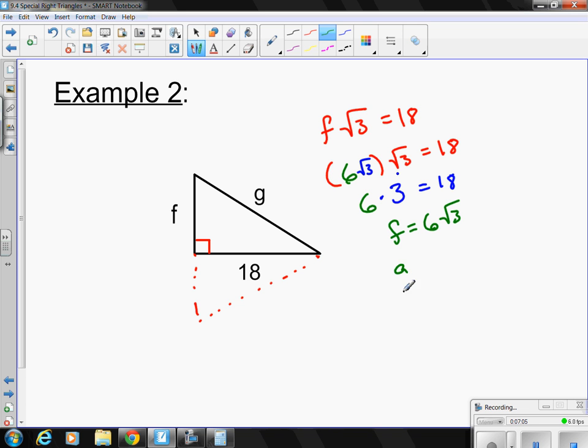Now g, so if f is 6 times the square root of 3, the side length of the equilateral triangle is twice that long. So g is going to be 2 times that, or 12 times the square root of 3.